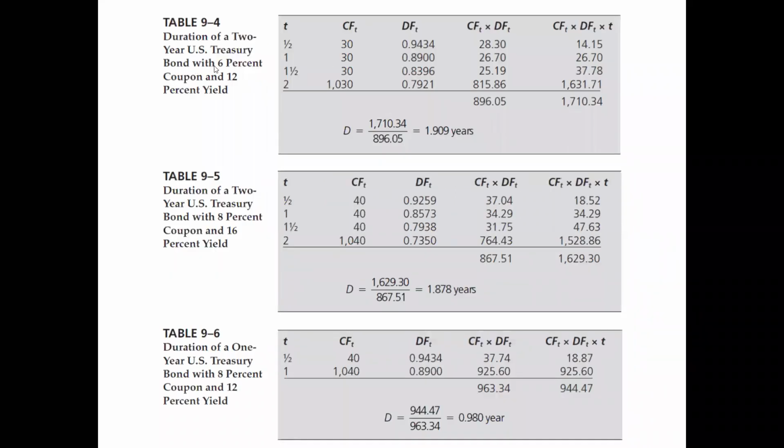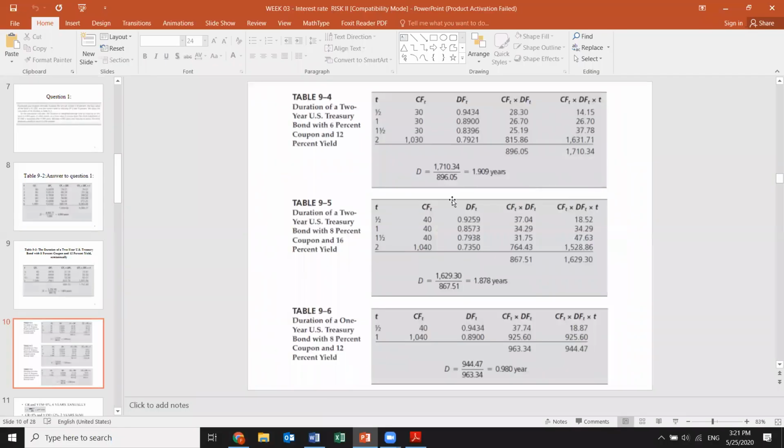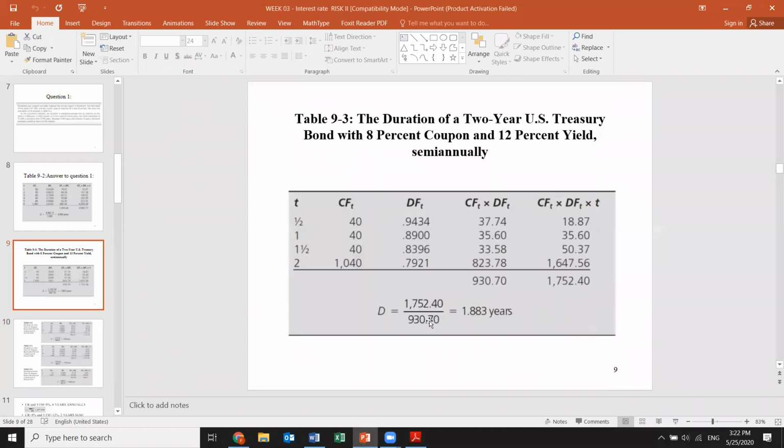Same thing here: we have a 6% coupon rate and YTM is equal to 12%. Same condition, 2 years, semi-annually, but only the coupon rate is reduced. If you look at the previous example, just remember this, it is 1.883 years.